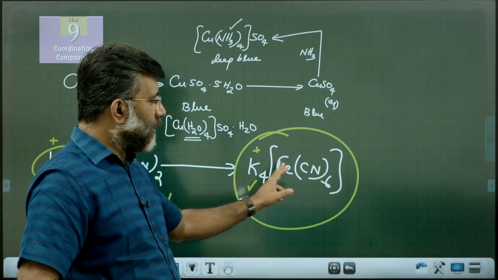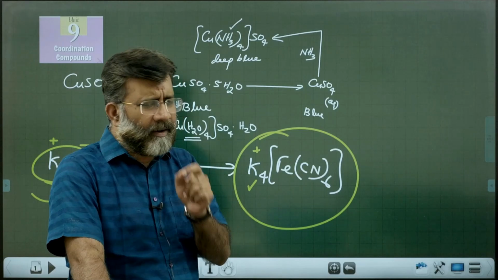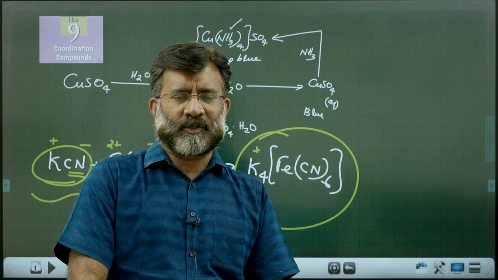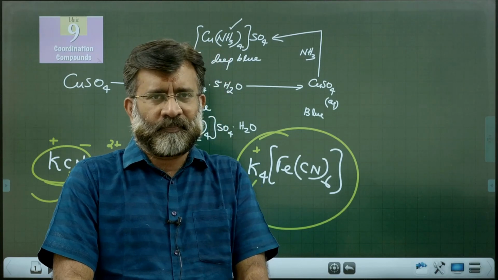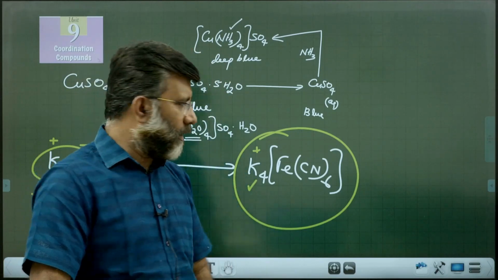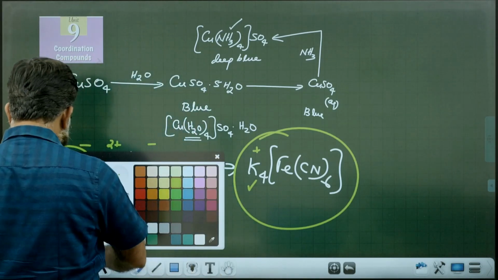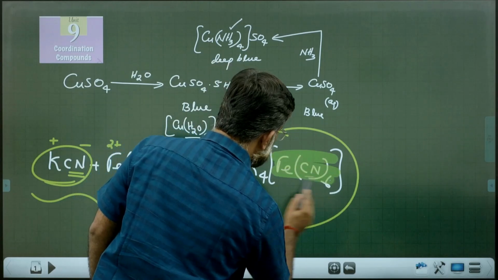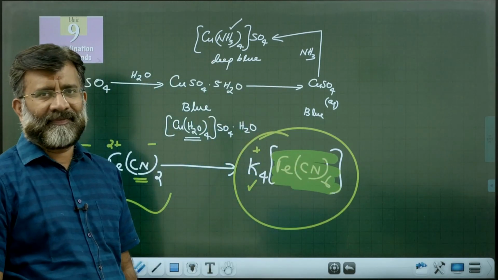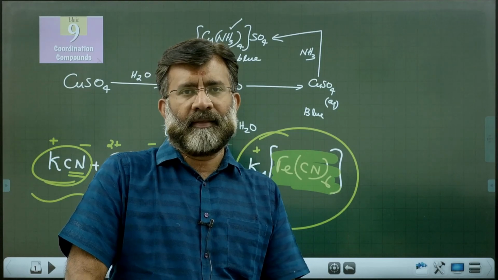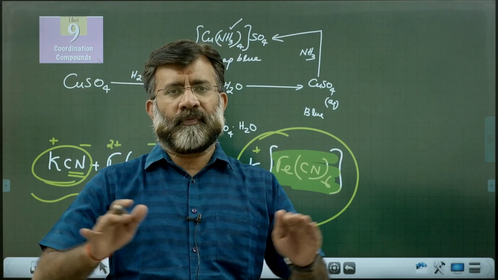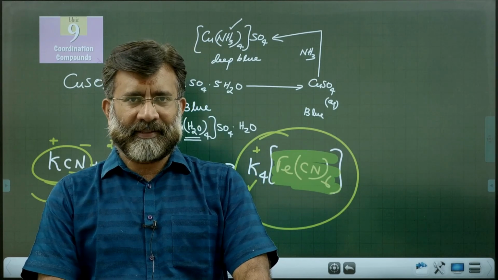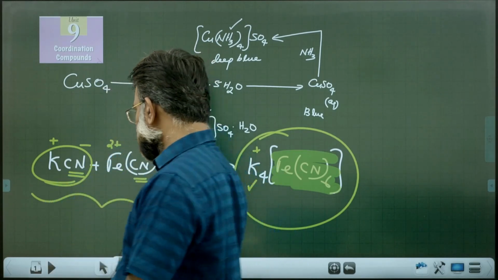Now it is under non-ionizing condition. Hardly you get a test for cyanide, hardly you get a test for Fe2 plus. You don't get the test for cyanide because it's available as a single entity, my dear children. This is available as a single entity. That is the importance of coordination compounds. Hope you get the picture, right?